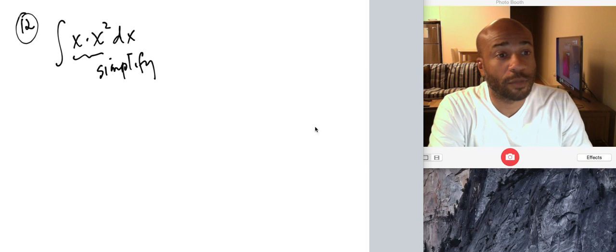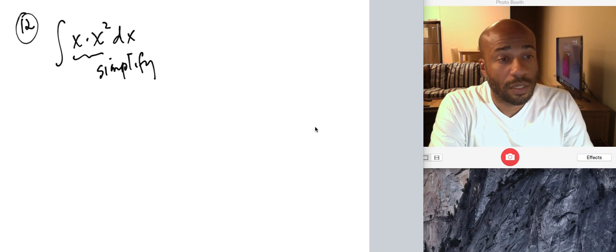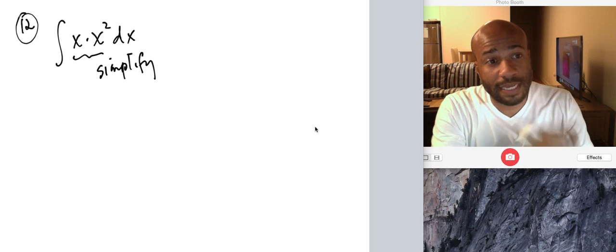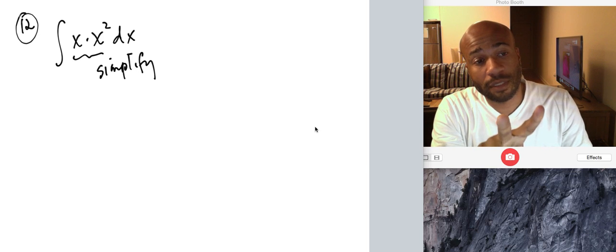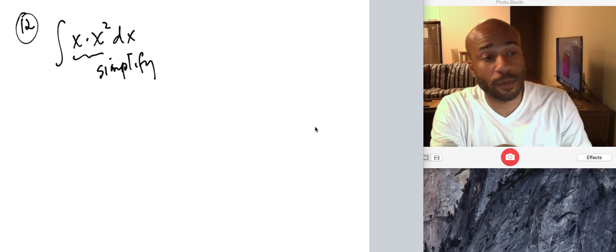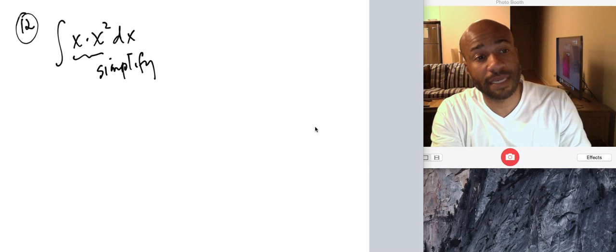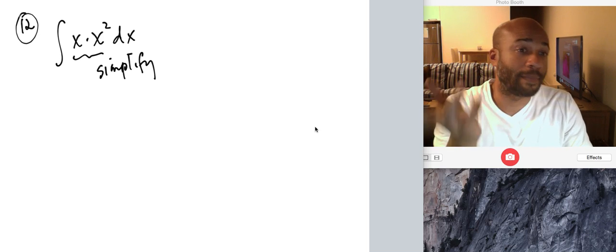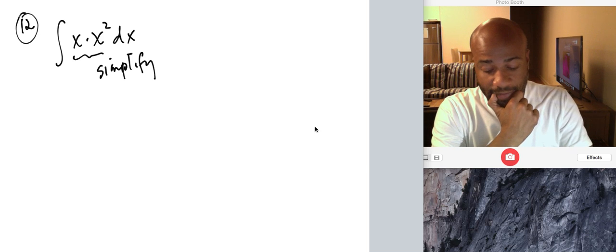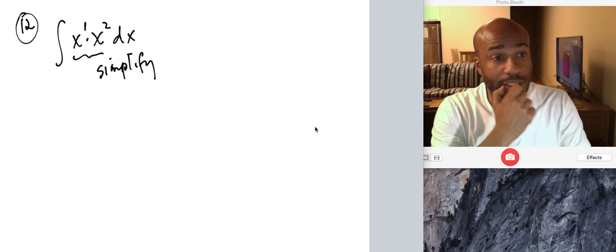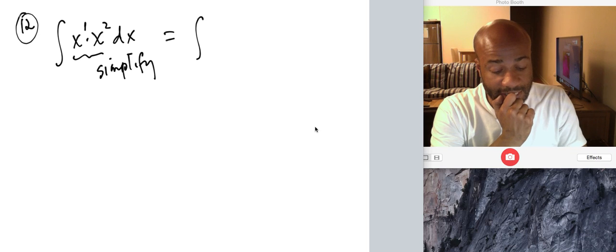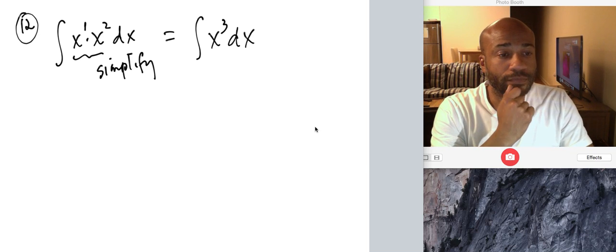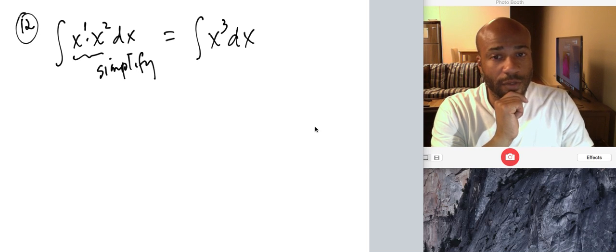So going back to your property of exponents, or your laws of exponents, you know that if two exponents are being multiplied together and they have the same base, all you have to do is add the exponents, right? Or add the powers. So in this case, I have an understood 1 and then a 2. So what I really have is the antiderivative of x to the third. So it's the integral of x to the third dx.